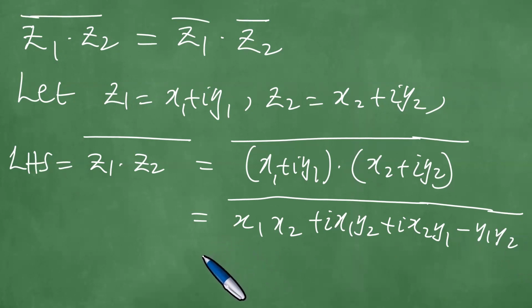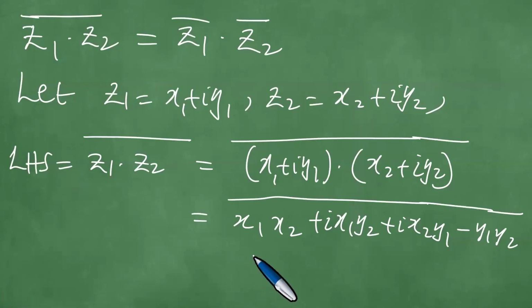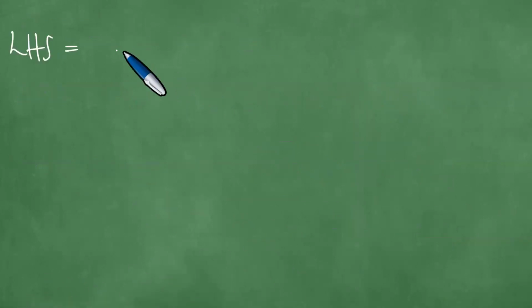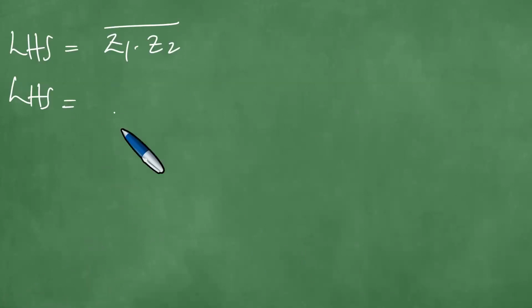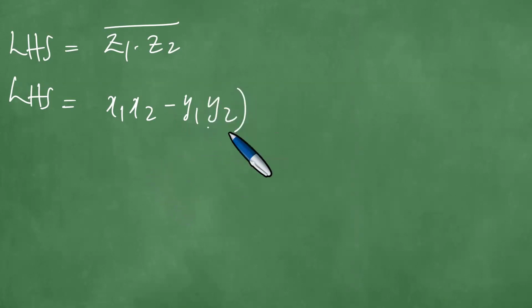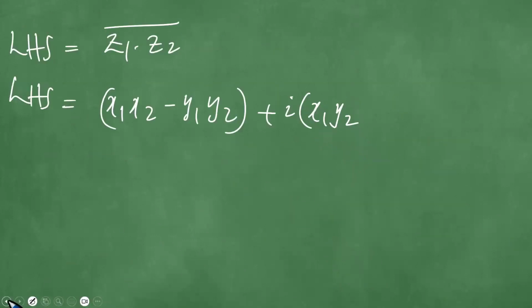And then we continue, now we need to do the grouping. So in other words, you have the left-hand side, the complex conjugate of Z1 Z2, and then it is X1 X2 minus Y1 Y2, in parentheses like this, plus i into, and then here we have X1 Y2 and then X2 Y1, and then you have this.